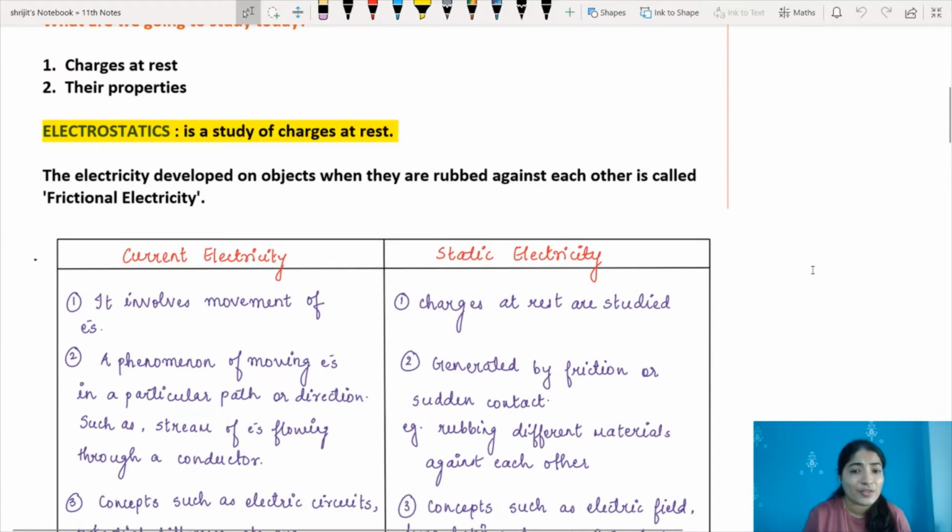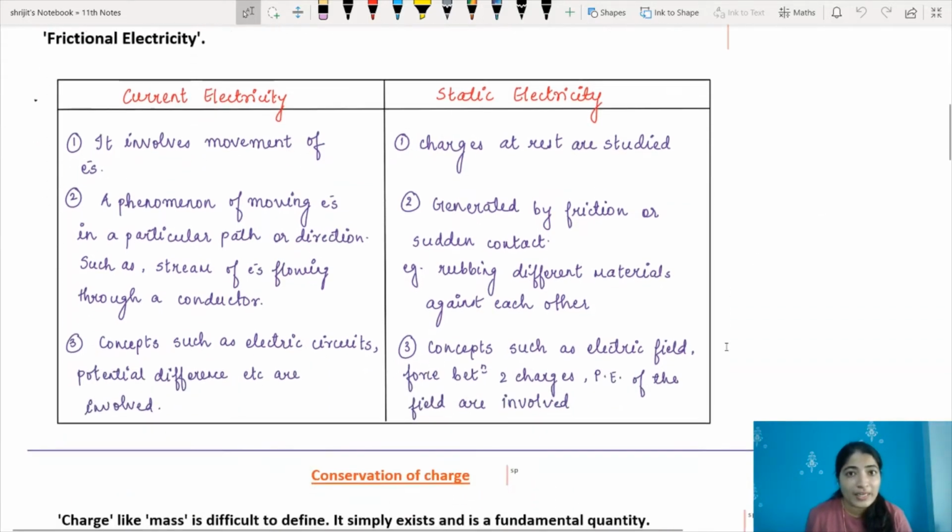So before we move on to the other concepts in electrostatics, let us quickly go through a difference between current electricity and static electricity. As I already told you, electrostatics is a study of charges at rest. Electricity developed on the object when they are rubbed against each other is known as frictional electricity. So moving on to the difference between current and static electricity is, in current electricity, what happens is electrons keep on continuously moving in one direction inside a conductor. That is one. In static electricity, the charges are at rest. So we will be talking about charges. We will be talking about those charges that are at rest. We will be talking about their properties.